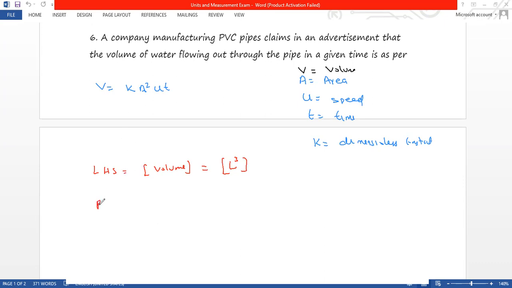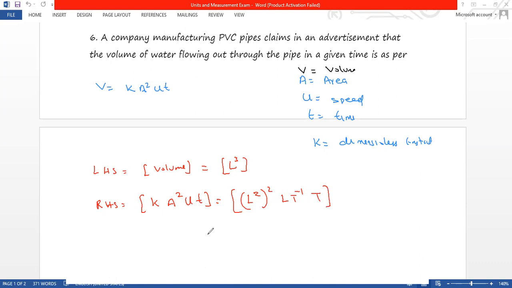What is the dimension of the right side, RHS? K is a dimensionless physical quantity. A is the area and it is squared. U is speed. T is the time. So K does not have dimension. Then what is area? Area is equal to L square, so it is L square whole square. And U is the speed, velocity, L T raised to minus 1. And T is the time, dimension T.